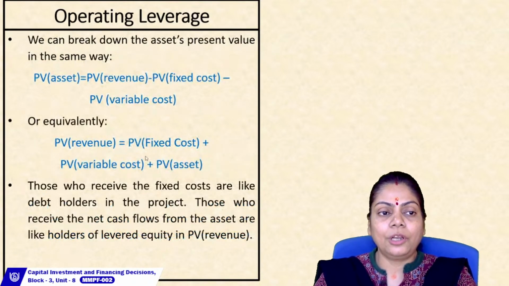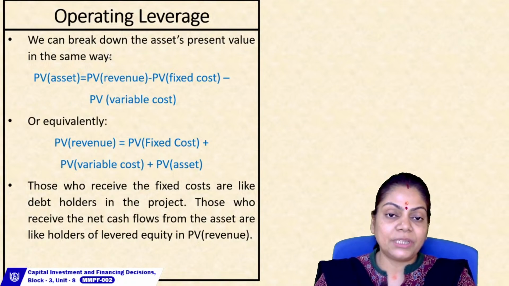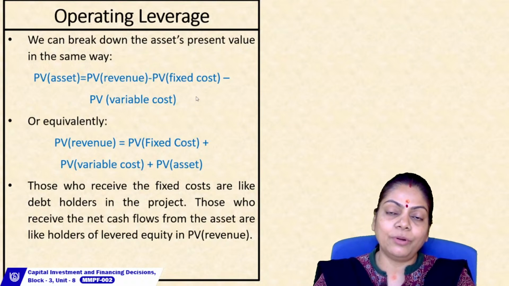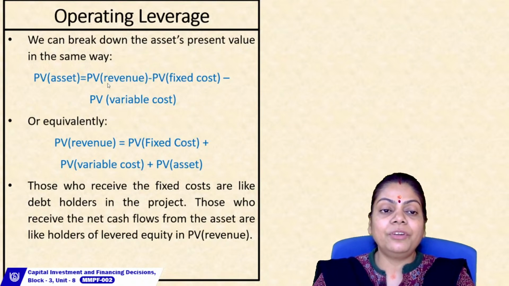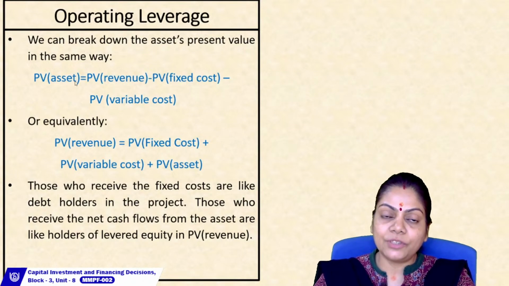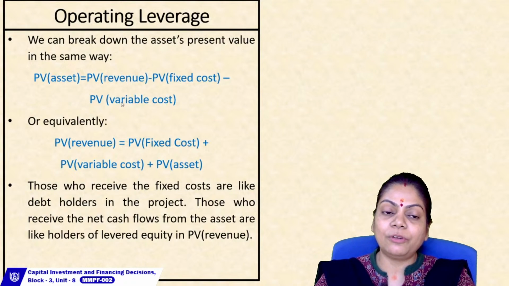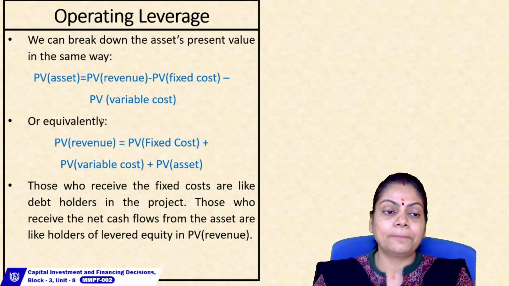Now, if we can break down the asset's present value in the same way, the present value of the asset is equal to the present value of your revenues minus the present value of the fixed cost minus the present value of the variable cost. Obviously, because revenue minus fixed cost minus variable cost gives you the cash flow. So the present value of revenue minus the present value of the fixed cost and the variable cost gives me the present value of the cash flow, which is nothing but the present value of my firm or the present value of my asset.